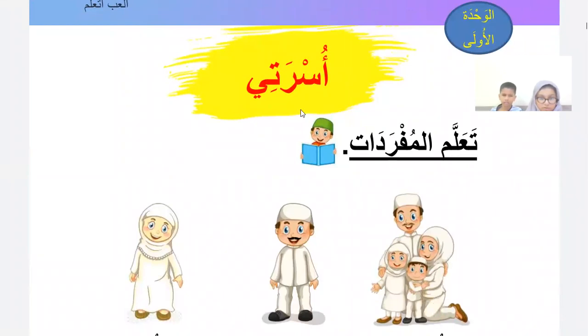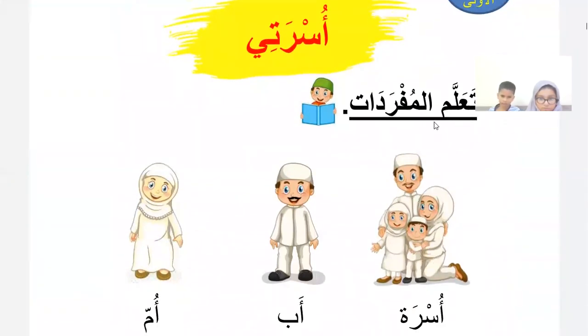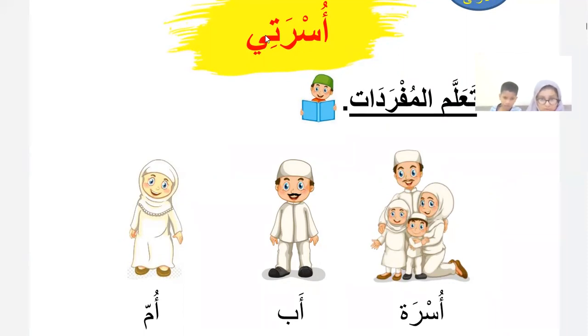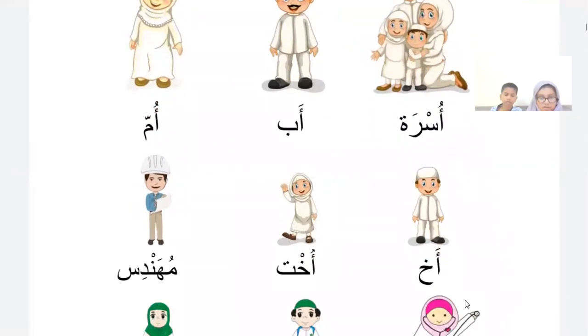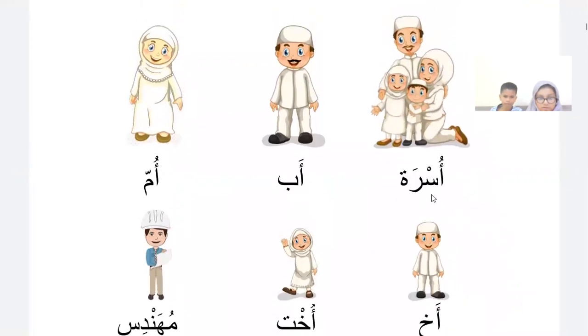Ta'allam al-mufradat. Learn the vocabulary. Usra, family. Remember the difference: Usrati, my family, and Usra, family. Okay? Now you both will repeat after me. Usra. Give me a minute.